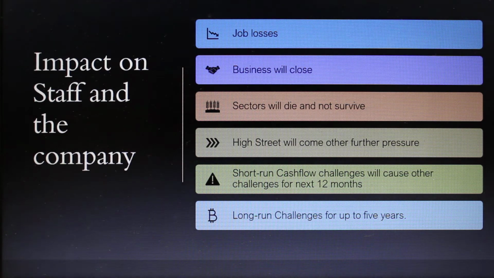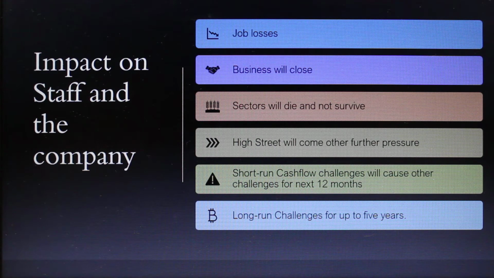Now, what's going to be the impact on staff and the company? We will have, unfortunately, job losses due to this. We will also have businesses closing. We'll also have some sectors may die or will not survive. We'll also have pressure on the high streets, which means that some businesses will just no longer exist.